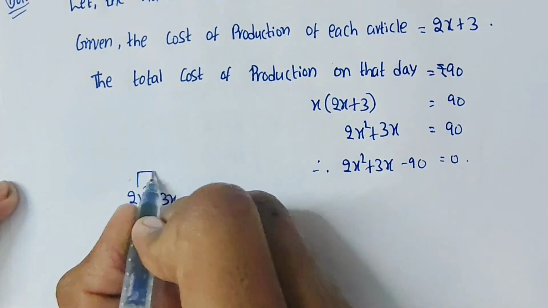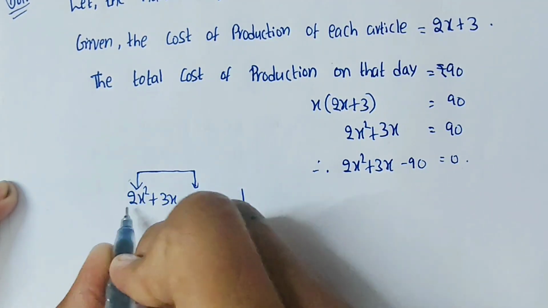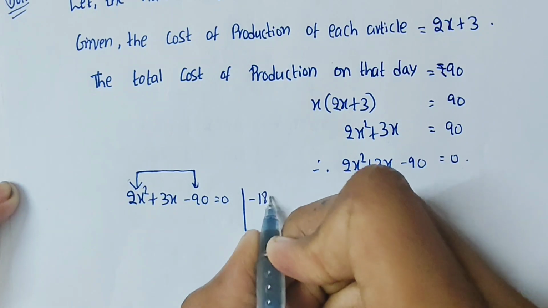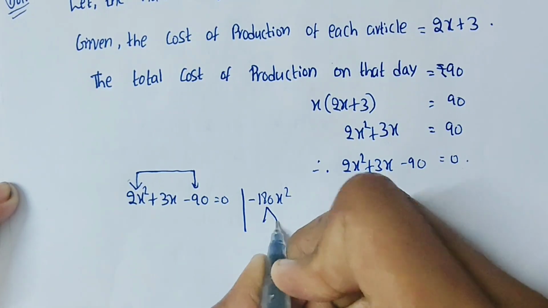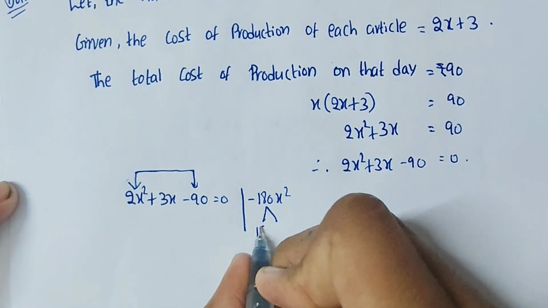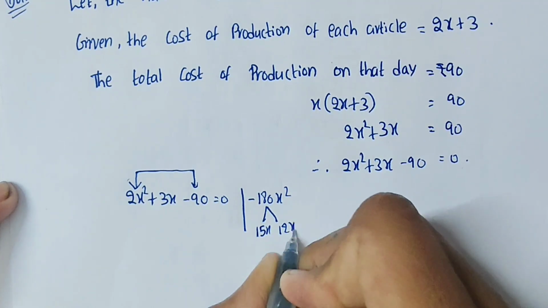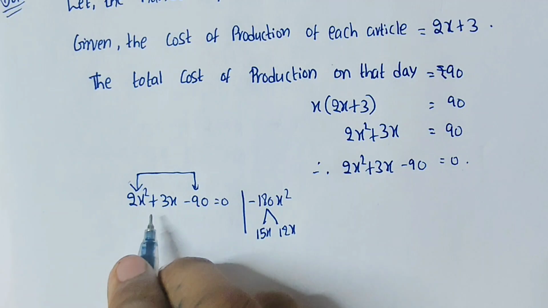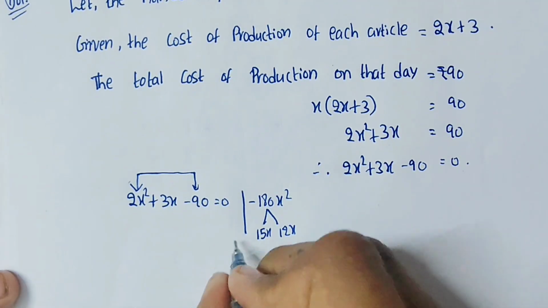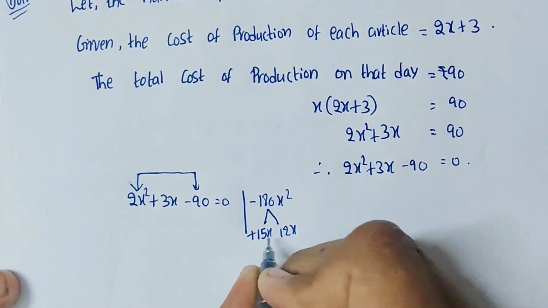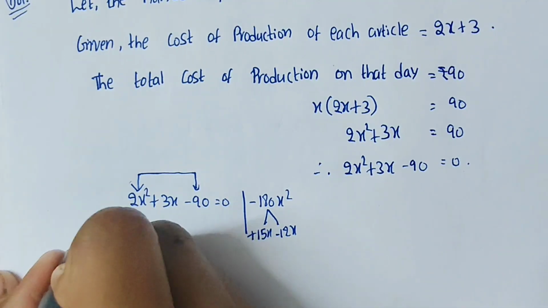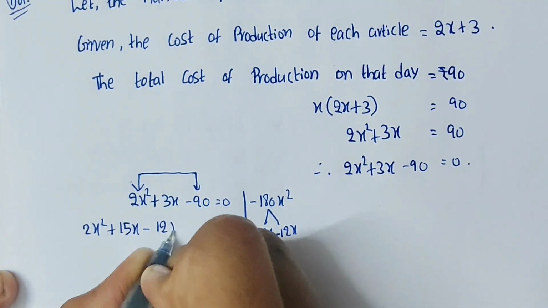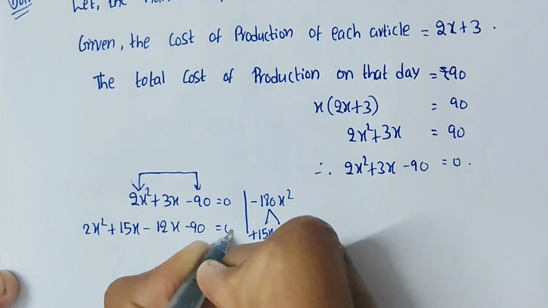Before finding the roots, we have to multiply the first and last terms: 2 into minus 90 gives minus 180x square. The factors of 180x square are 15x and 12x, since 15 twelves are 180. There is a plus symbol for the 3x, so the bigger number takes the plus symbol and the smaller number the minus. So 2x square plus 15x minus 12x minus 90 equals 0.